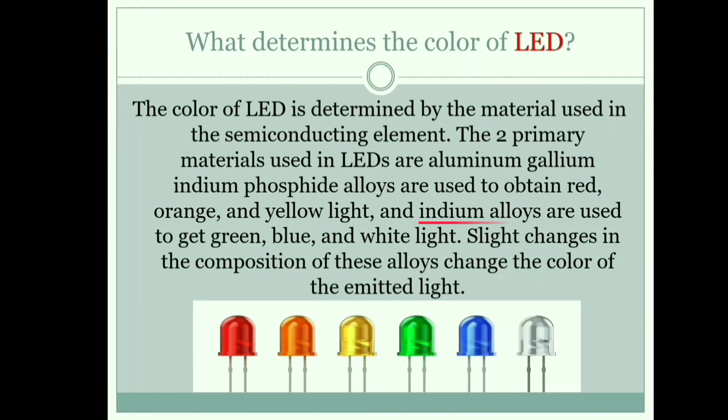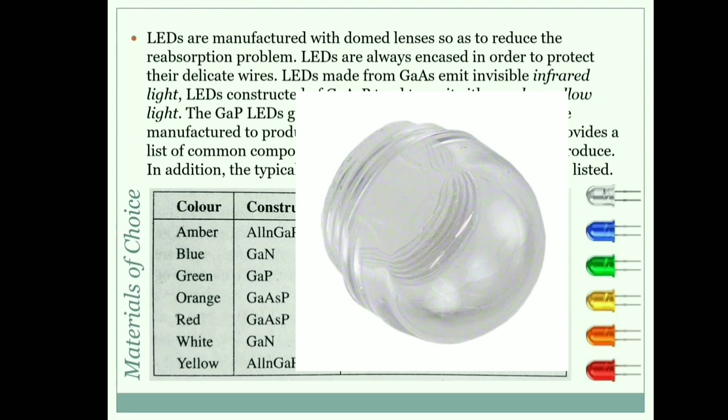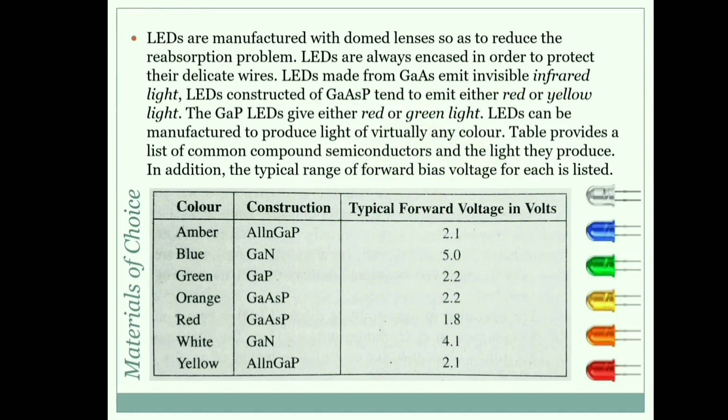Whereas indium alloys are used to get green, blue and white light. Changes in the composition of these alloys change the colors of the emitted light. You must have seen that LEDs have domed shape lenses over them. What is the reason for this domed shape? Its reason is to reduce the reabsorption problem. What does it mean? Maximum reflection with minimum reabsorption.